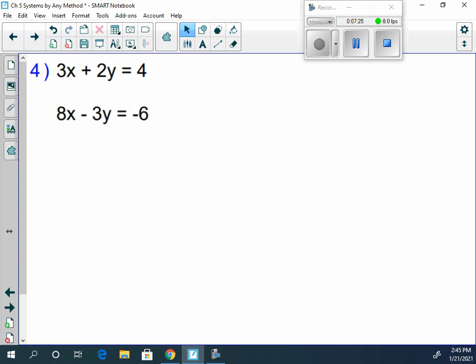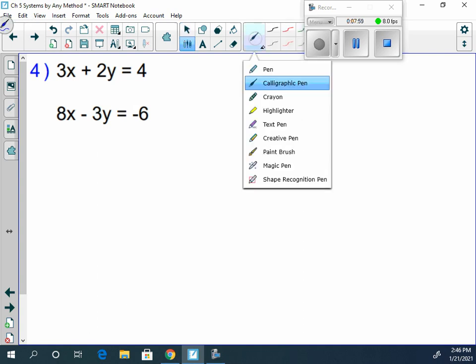Now, if we look at number 4, do we have either one of those equations as y equals? Both of them as y equals? Well, no, we don't have that, and we don't have a variable by itself. So graphing would be a little tricky. Substitution would be a little tricky because we've got to do a lot to get to one of those, yes? So what's left? Elimination. Graphing and substitution really don't fit well if we don't have a variable by itself or both of them as y equals, so we're going to do elimination.